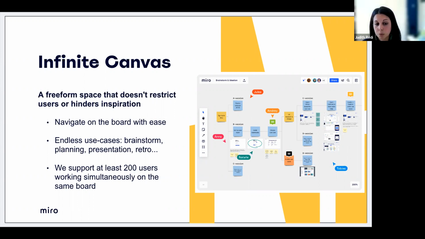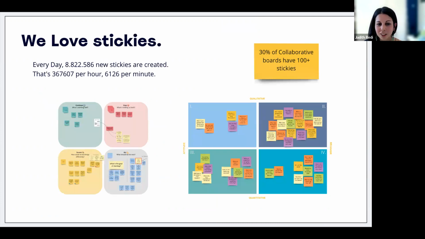In the company, we use it for 500 users at the same time. Brainstorm, plan, retrospectives, whatever you need. And there's one very specific thing of Miro, and it's stickies. These kind of post-its, we love them, inside of Miro, but our users as well. I checked in the data warehouse: on average, 9 million new stickies are created every day. That's 6,000 per minute. We have 30 million users, yes, but still a lot of stickies.